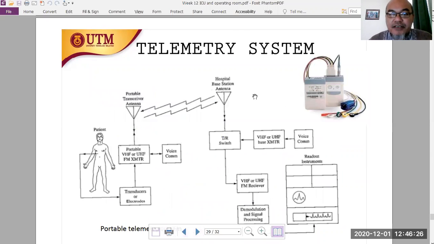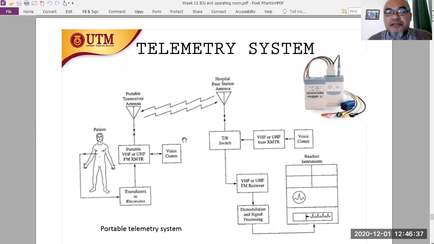This is an illustration of a telemetry system: from the patient, the transducer electrode transmits using a portable transceiver antenna, and then the hospital has the base station antenna, which receives the signal so it can be read out. This is a portable telemetry system for a critical patient whose heart condition, for example, needs to be monitored wherever he is inside the hospital.